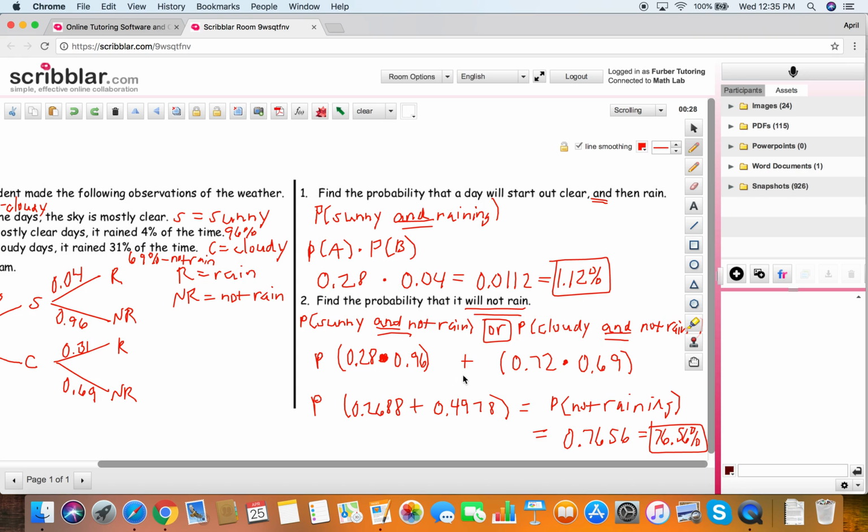Okay? So the or means you're going to add them together, but within that category, I'm looking for two independent events. I want it to be sunny and not raining. I want it to be cloudy and not raining. Okay? So that's where the multiplication comes in, but then at the end I have to add the two together. So hopefully that makes sense to you on tree diagrams.